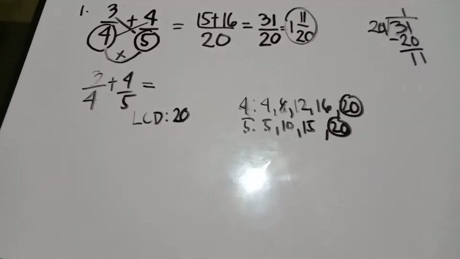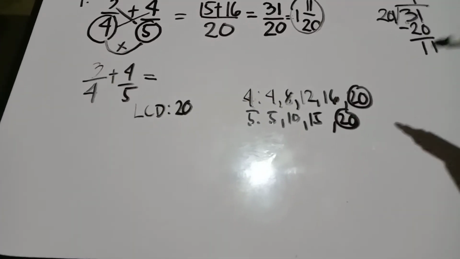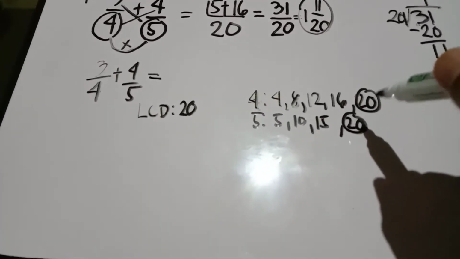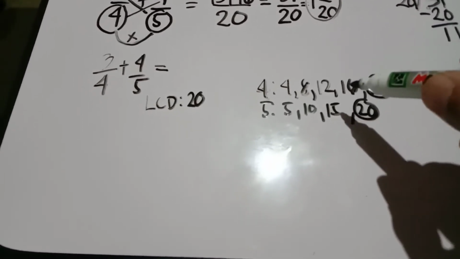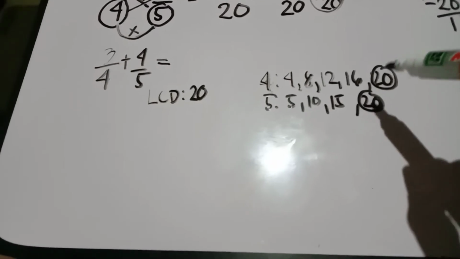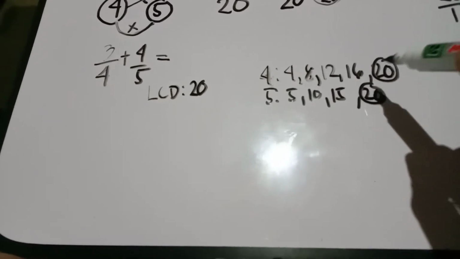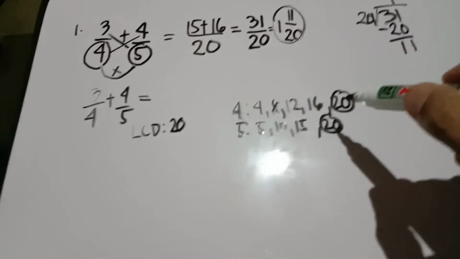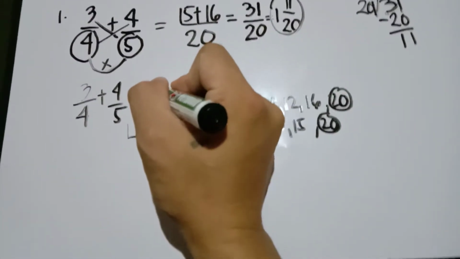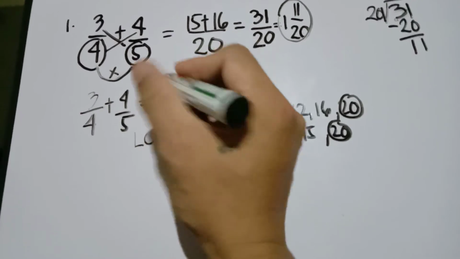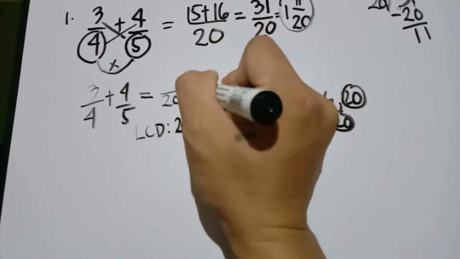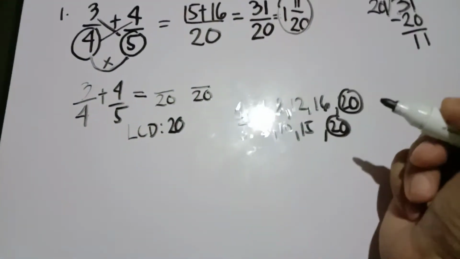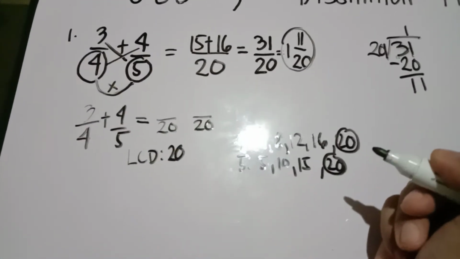The first common multiple that will appear will be our LCD. The first common multiple that appears automatically will be our LCD. So what are we going to do with that LCD? That is what we will use as the new denominator. So 20 will be our new denominator.